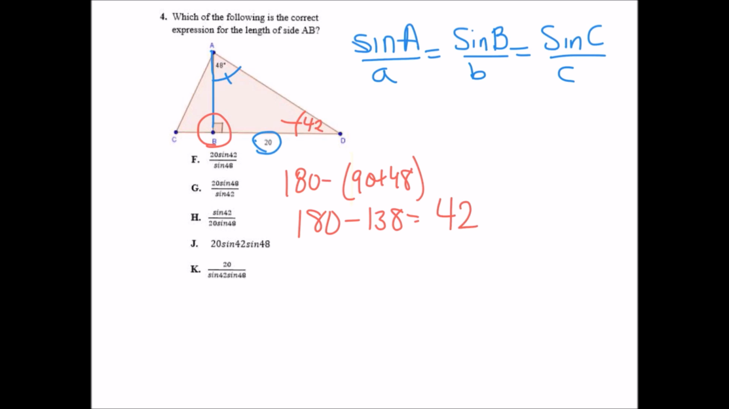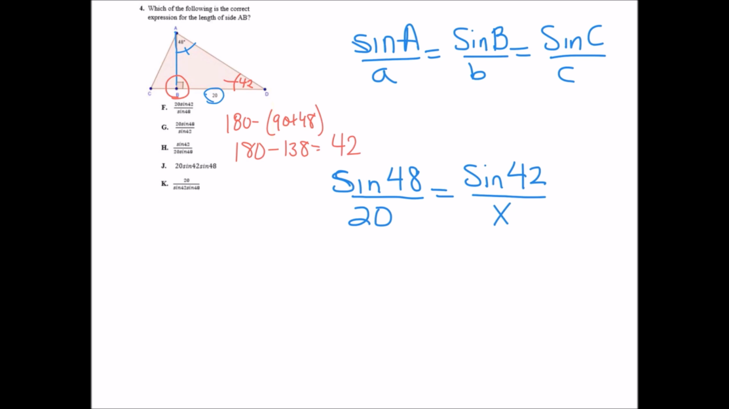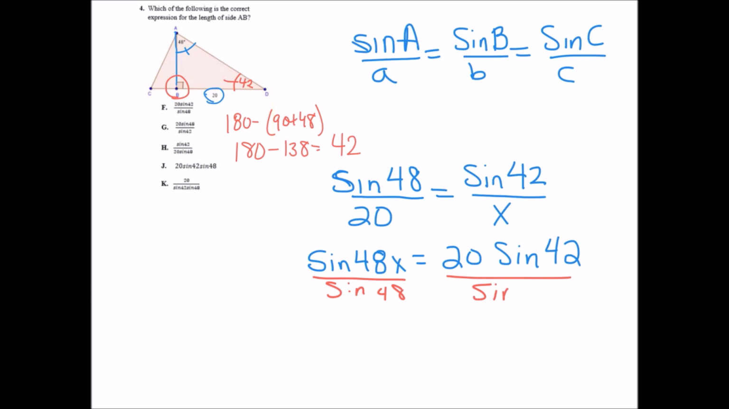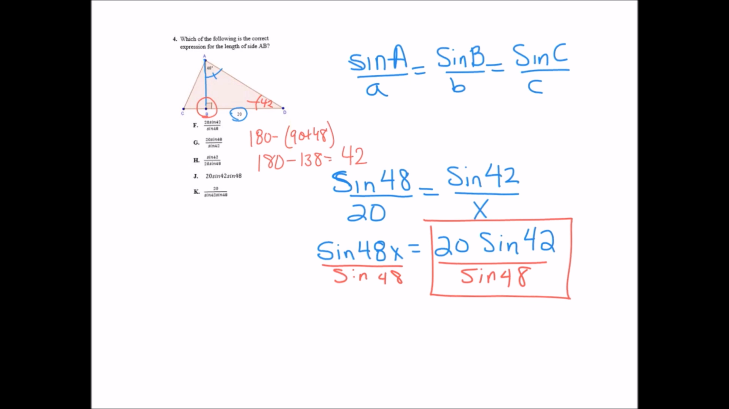Because we know that, we can set up the problem to make it look like this up here, where the sine of 48 over 20 equals the sine of 42 over something we don't know, and that's what we're trying to solve for, AB. Then you cross multiply, you end up with sine of 48 x equals 20 times the sine of 42. Then divide by sine of 48 to get x by itself. And there's your expression, 20 times the sine of 42 over the sine of 48. The correct answer is F.